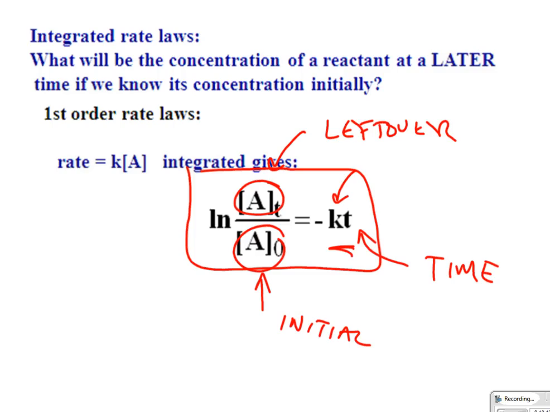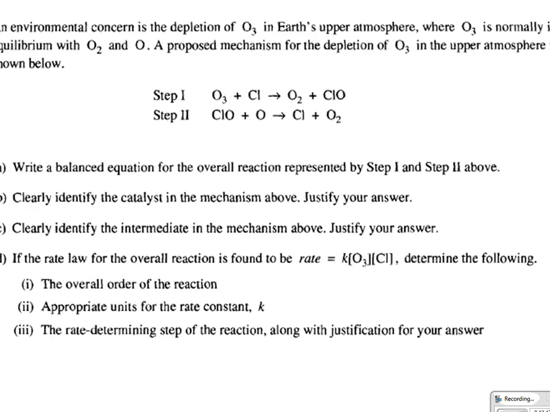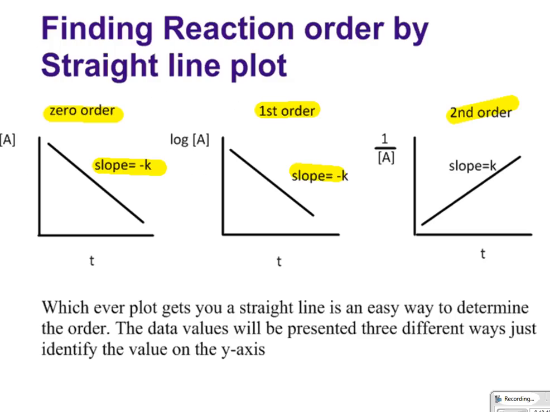All right. Another key thing is you have to be able to find a reaction order by a straight line plot. What does that mean? Well, if you take data and you graph it, which ultimately you need to copy this down in your notes, is a zero order plot, if it's a zero order reaction, only has the reactant on the Y.